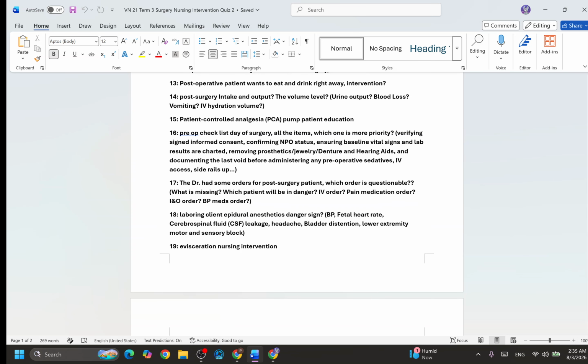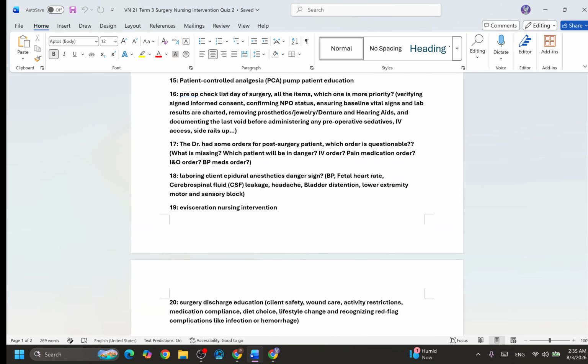19. Evisceration nursing intervention. That means the organ has popped out from the surgical site. So what would you do? This one is very, very easy. Don't overthink it. Just remember, we need to cover something. We have to cover the organ, so that it can go back to surgery and be put back into the body, okay?